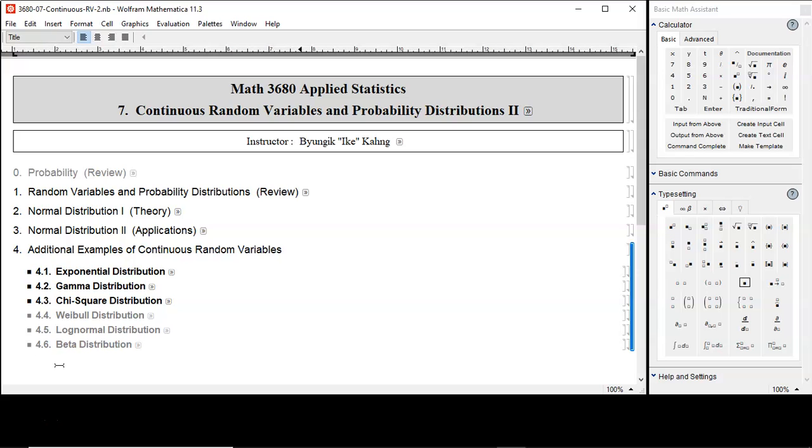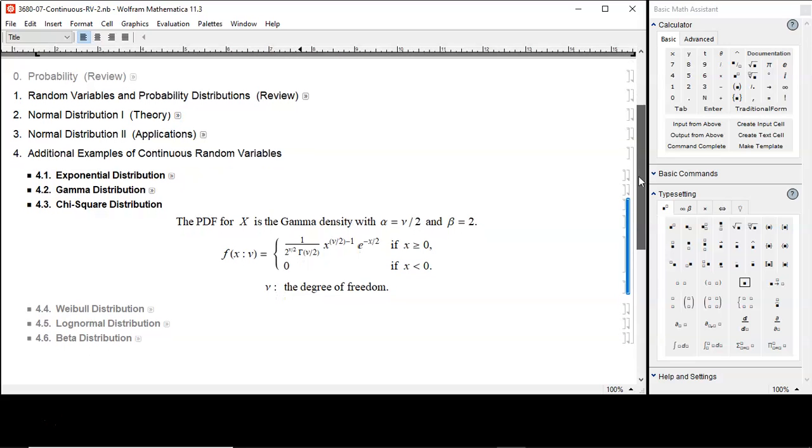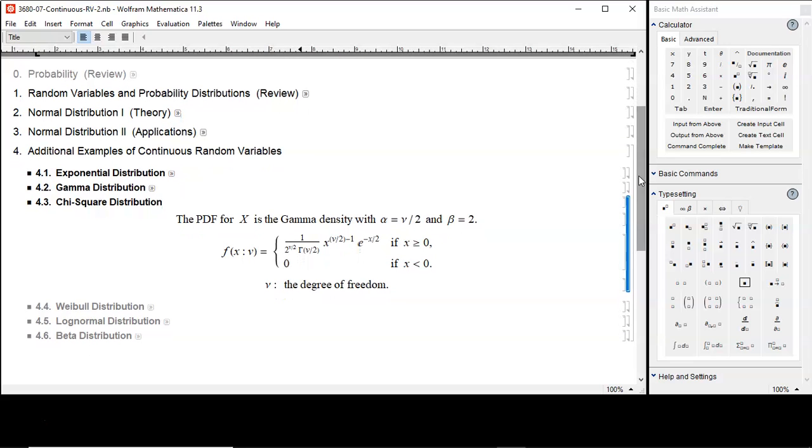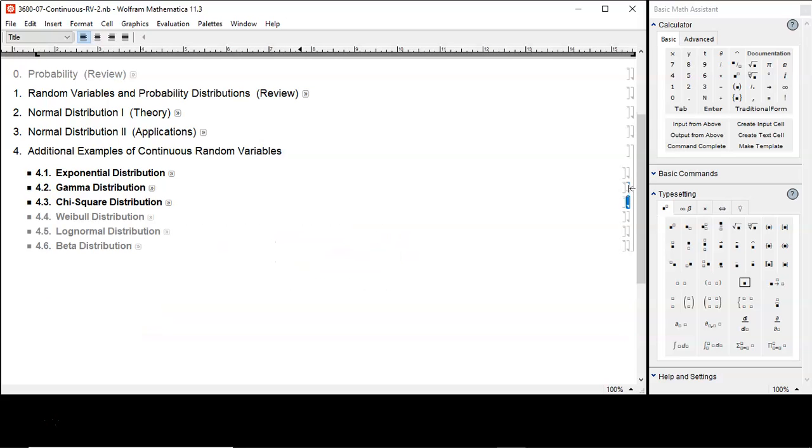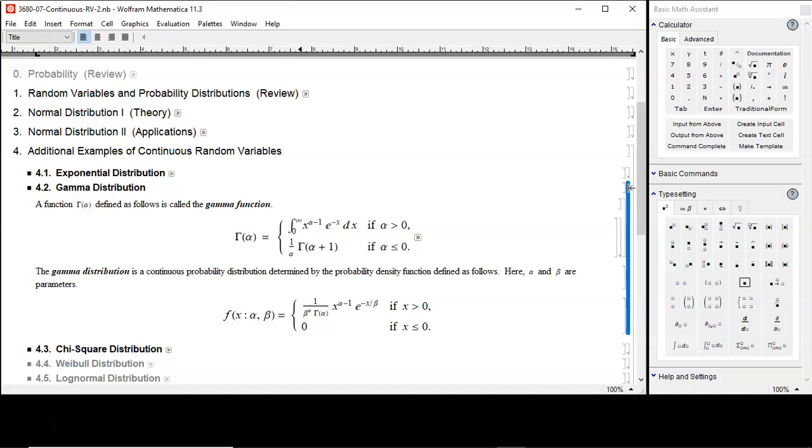Now, among the top 3 examples, the third one, chi-square distribution, is relatively important for the latter 1/3 of the course. But then again, this requires some knowledge of the gamma function. In fact, chi-square distribution is a special case of a gamma distribution. And that's the topic for the second example here.